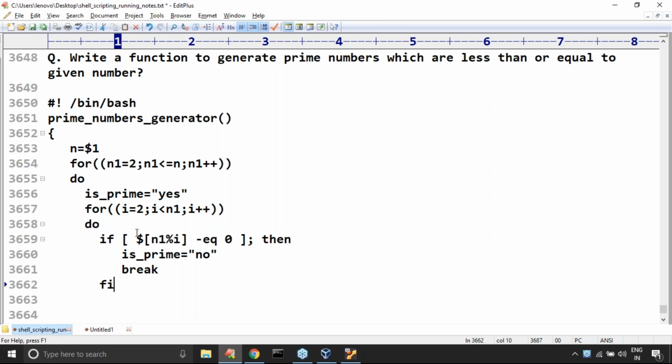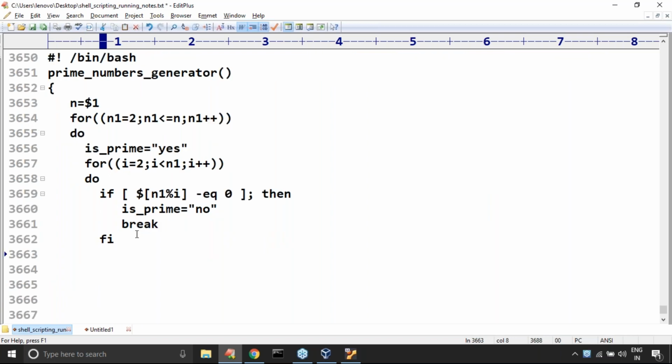Now here see this very carefully, sir. Now what my job is, if still is_prime is equal to yes, still yes, then echo dollar n1, because it is the prime number. Dollar n1, okay, fi. End of this.